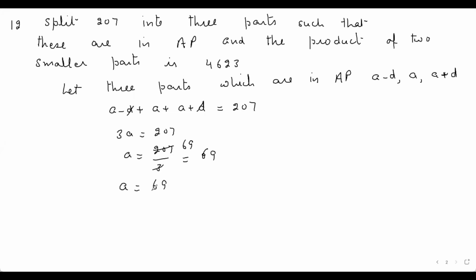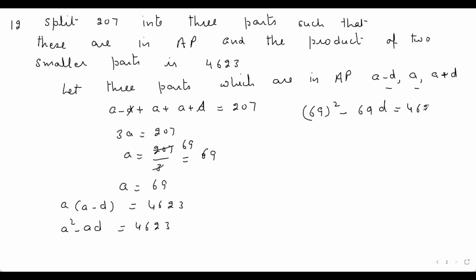And the product of the 2 smaller parts is 4623. Now the 2 smaller parts are A minus D and A. So product of A and A minus D is equal to 4623. This is given to us. It means A square minus AD is equal to 4623. Now A is equal to 69. It means 69 whole square minus 69D is equal to 4623.